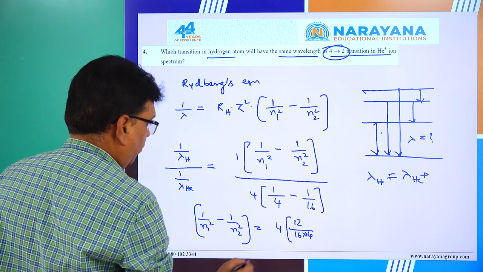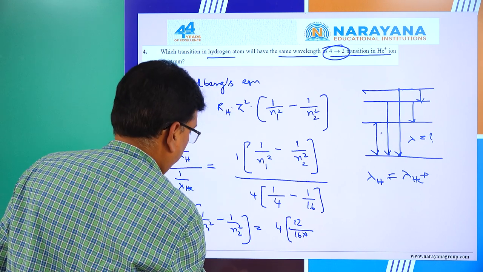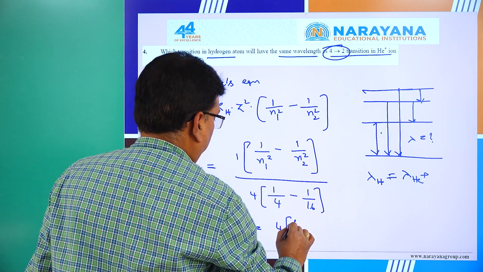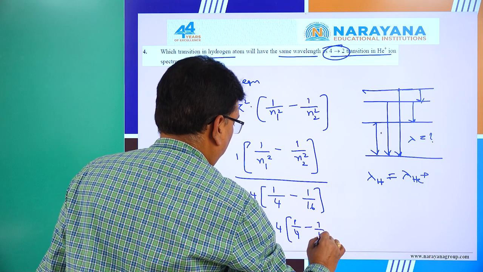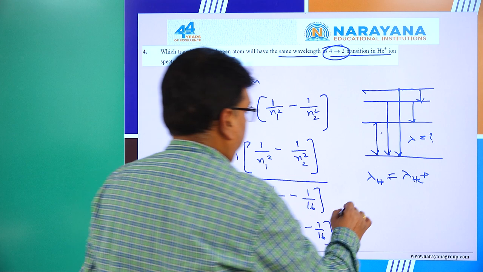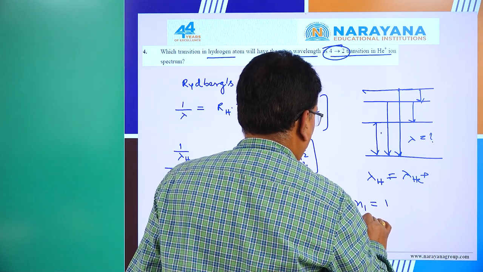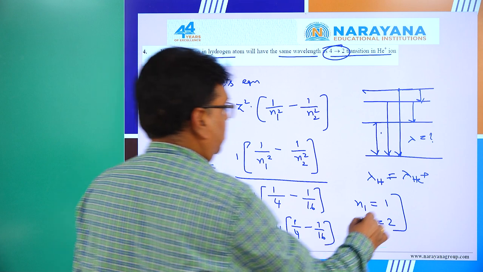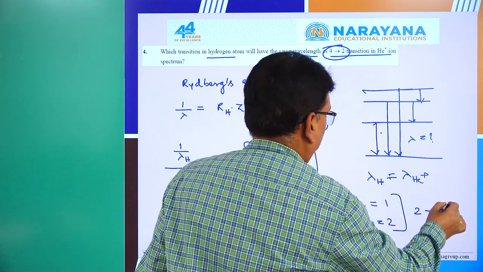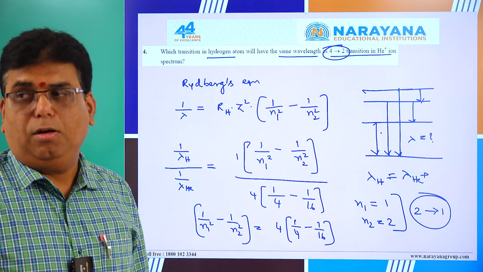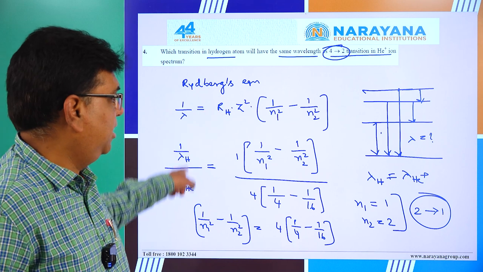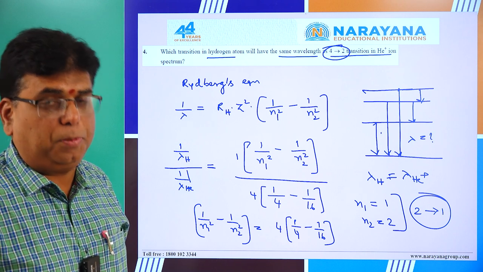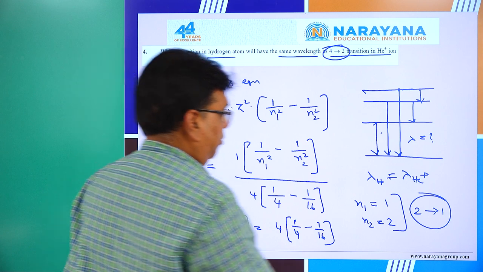Wait a minute. So it is 1 by 4 minus 1 by 16. By solving this, what you will get is n1 is equal to 1, n2 is equal to 2. So it is a 2 to 1 transition. That is your answer. I hope all of you are able to understand. This is a detailed explanation given. This is from atomic structure, hydrogen spectrum. Very basic question. Next, question number 5.